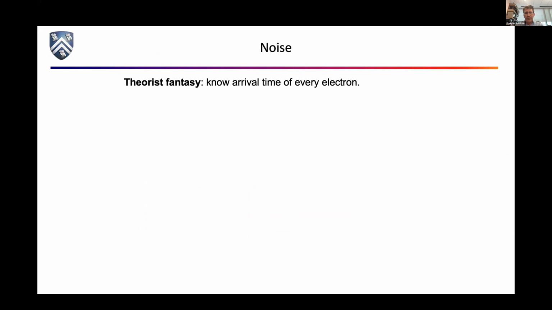Let me give you the very brief intro to shot noise as a measurement technique. So the theorist fantasy, I like to say, is that you'd love to know the arrival time of every electron if you do a transport experiment, because then you know everything. You can do full statistics on how the electrons are behaving in time and learn all sorts of things about correlations. You can't do that usually, but you can usually do better than just current as a function of voltage.